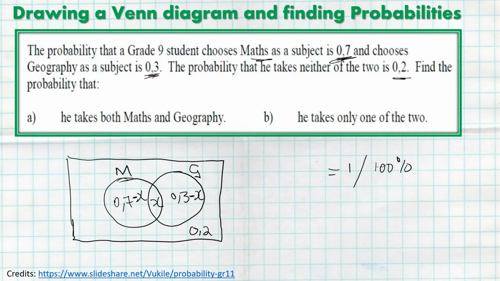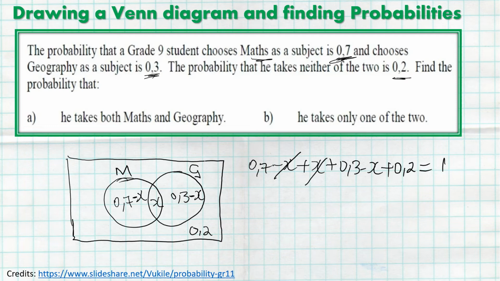When we add all the outcomes, they must equal 1 or 100%, because the probability of an event is always between 0 and 1. So obviously for the whole Venn diagram, it will be equated to 1. So we say 0.7 minus X plus 0.3 minus X plus 0.2 on the outside must all equal 1. And we can now go and solve for X.